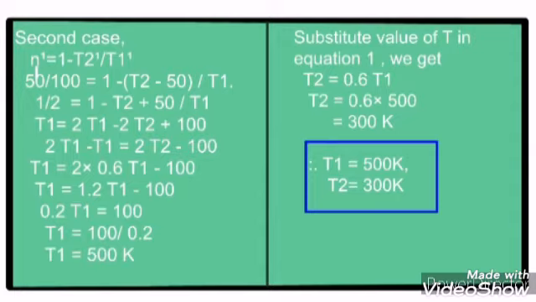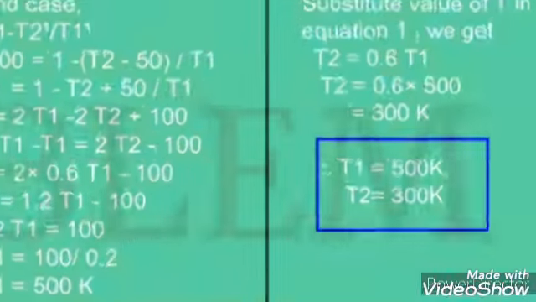So, from the calculation, we come to know the temperature of the source is 500 Kelvin. The value of T1 is substituted in equation 1 to get the temperature of the sink. That is T2 is equal to 0.6 T1, 0.6 into 500 is equal to 300 Kelvin. Hence, the temperature of the source is 500 Kelvin and the temperature of the sink is 300 Kelvin.